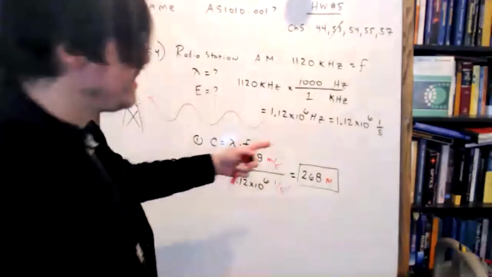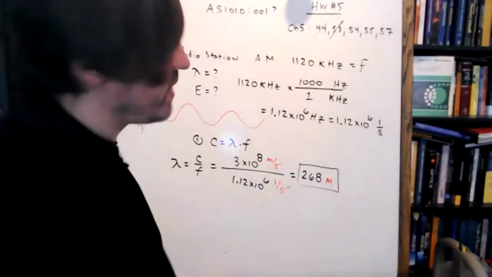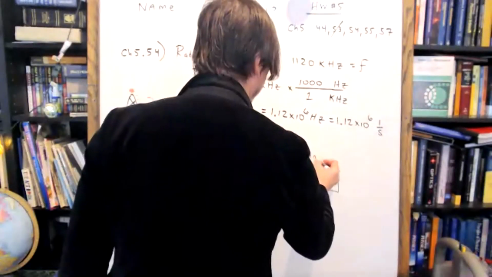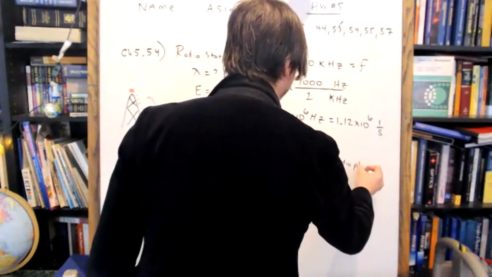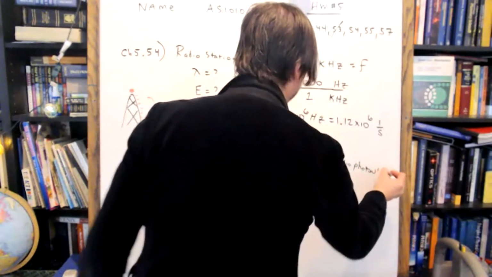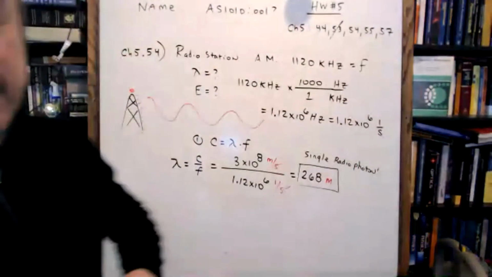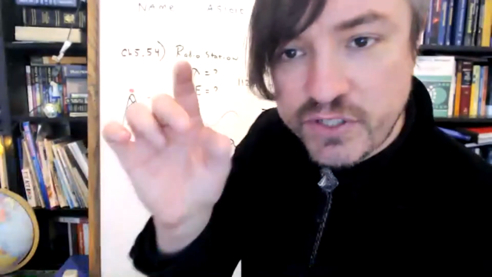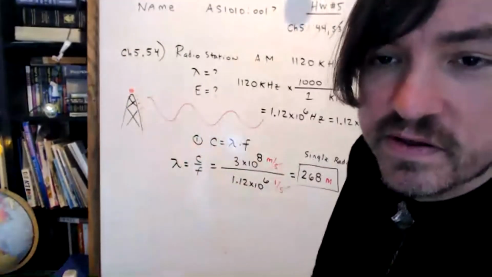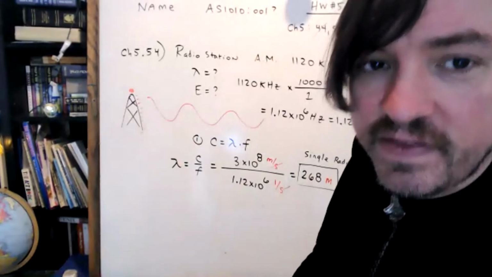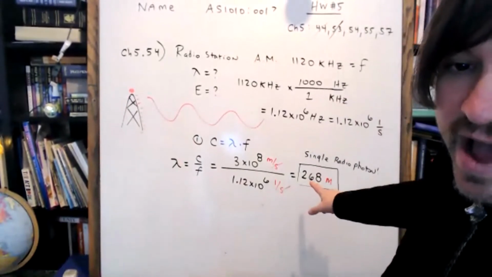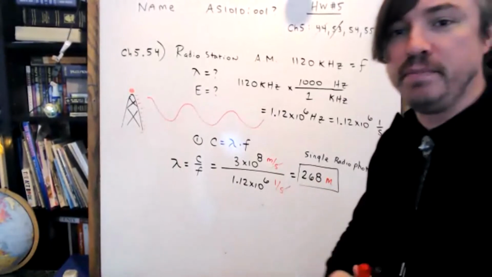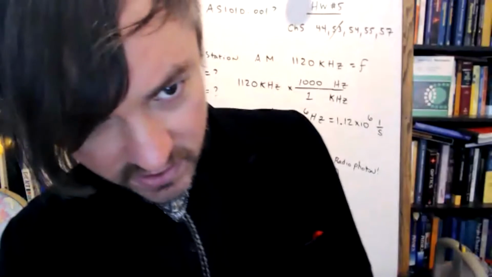Guys, this is a single radio photon. I don't think you guys are really appreciating what that means. We tend to think of light as being made up of short wavelengths, particles, because visible light is in the nanometer range. But radio photons have lengths of 268 meters. What else can you think of that's 268 meters long?